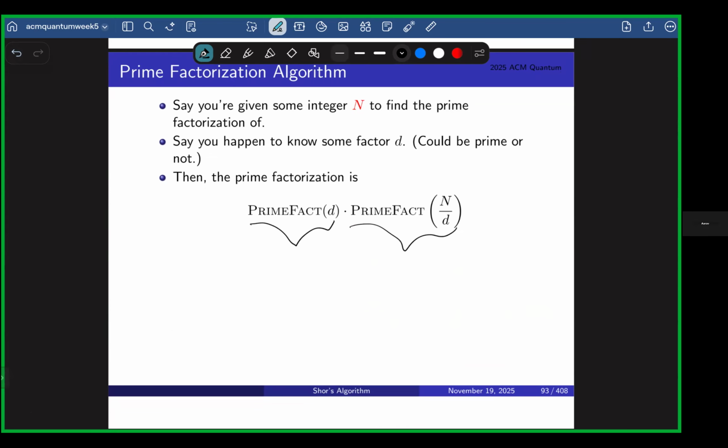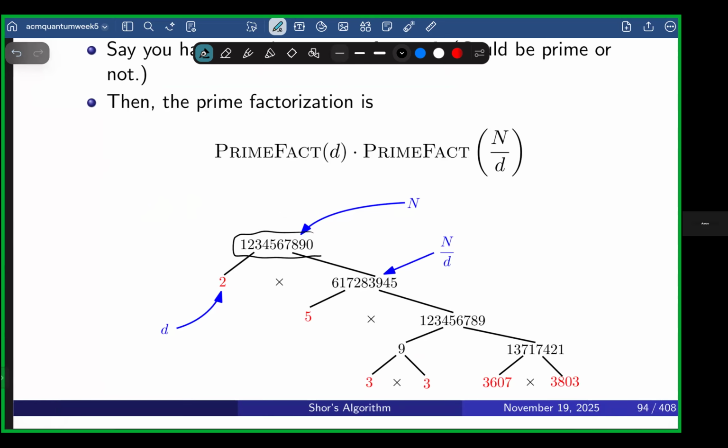So if your n is this 1234567890, and then your d is this 2, for example, then the prime factorization of this number is the prime factorization of 2, which just ends up being 2, and then times the prime factorization of this number. So it's a recursive formula.